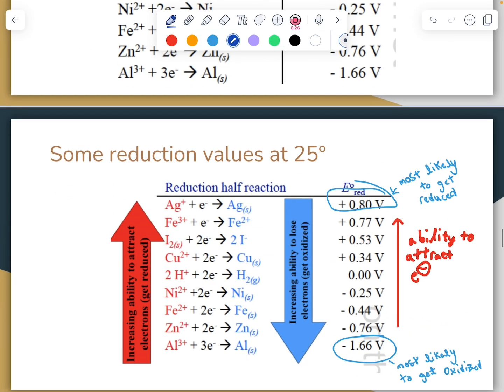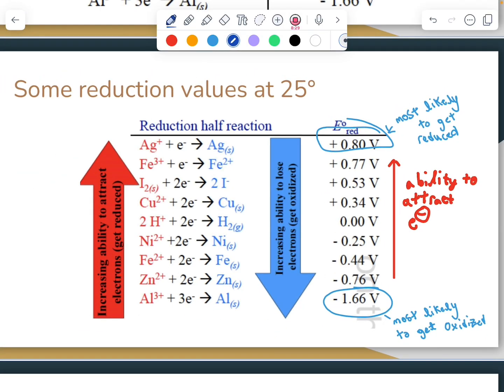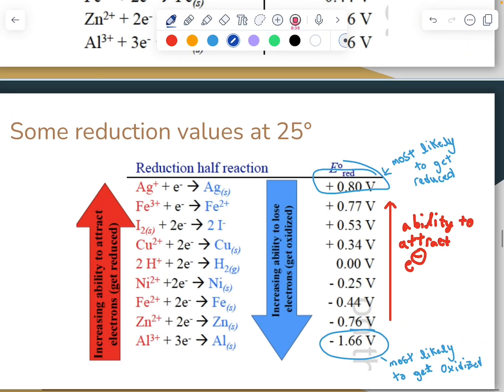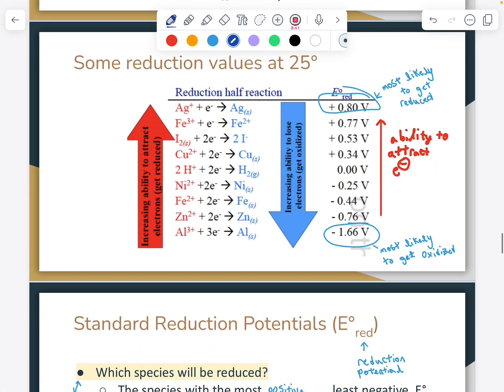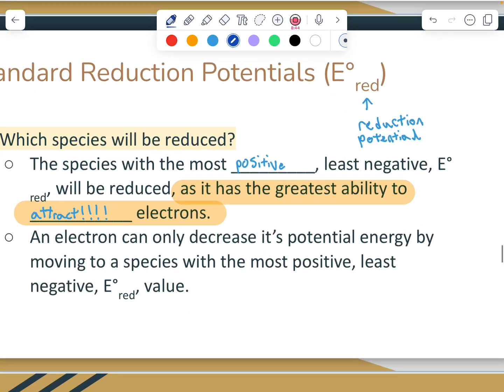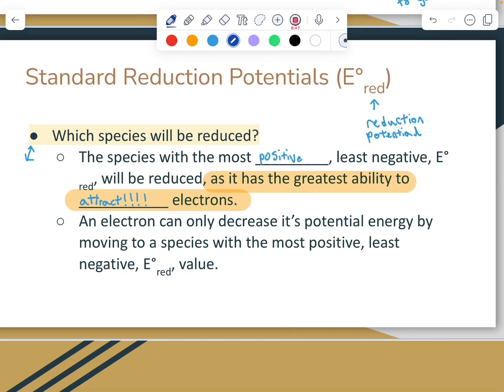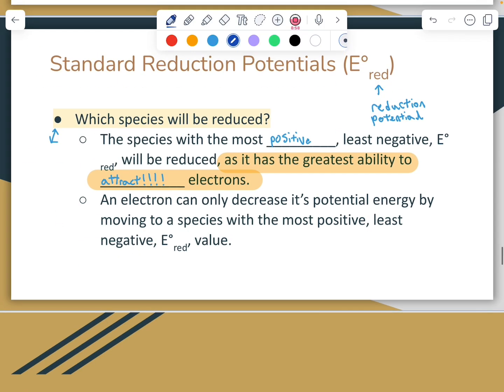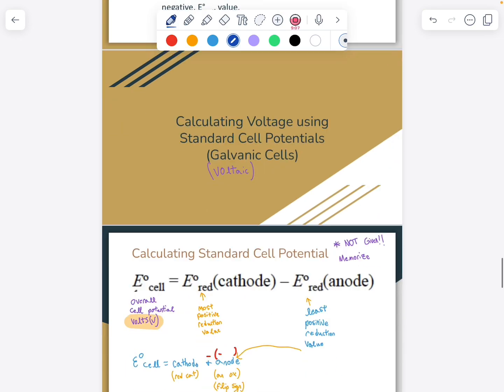It's based on the ability to attract electrons. So all the way down is the most likely to get oxidized. The most negative is most likely to get oxidized, and the most positive is the most likely to get reduced. The species with the most positive, or least negative, reduction potential will be reduced as it has the greatest ability to attract electrons. That's kind of like our electron affinity or electronegativity that we talked about in Unit 1. An electron can only decrease its potential energy by moving to a species with the most positive, least negative reduction value.